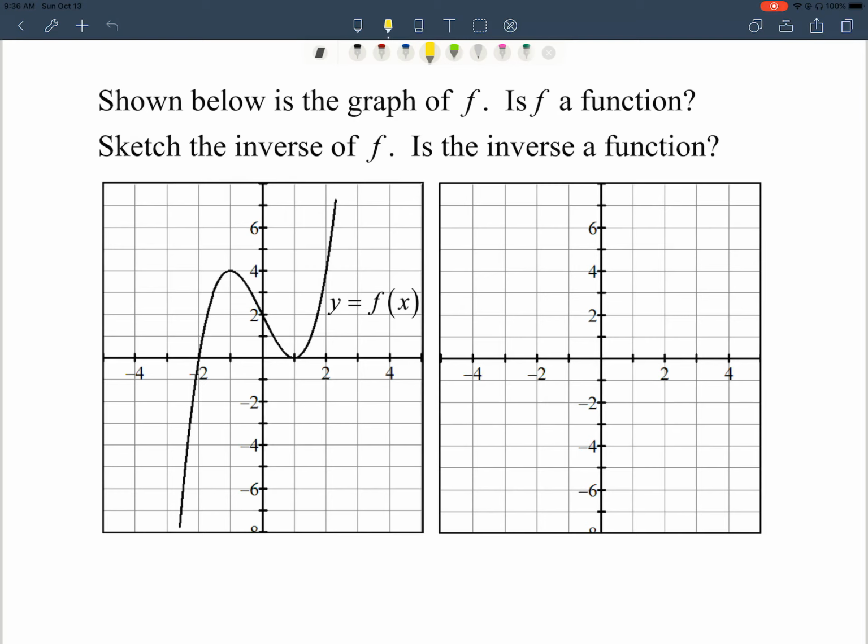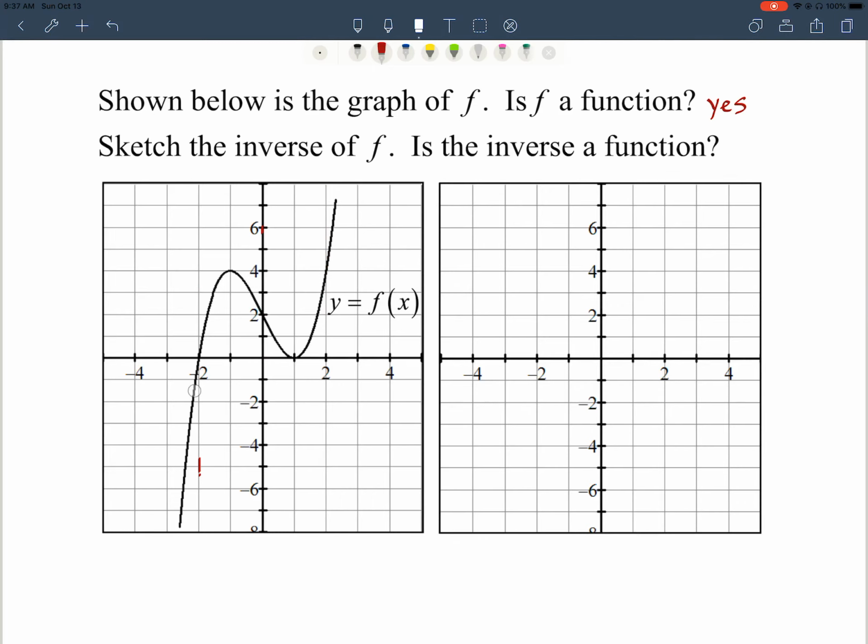So now shown below is the graph of f. It says, is f a function? Well, if we take some vertical lines and drop them straight down through the graph here, you're going to see that we cannot find any points where it intersects the graph in more than one location. So this one would pass the vertical line test, and yes, it would be a function. I'm going to get those off there real quick.